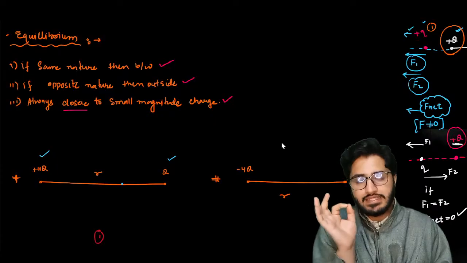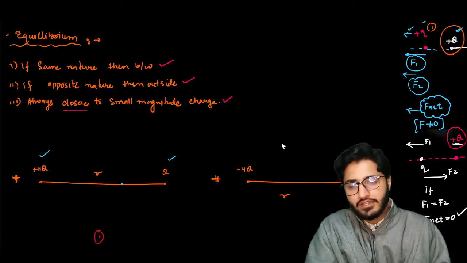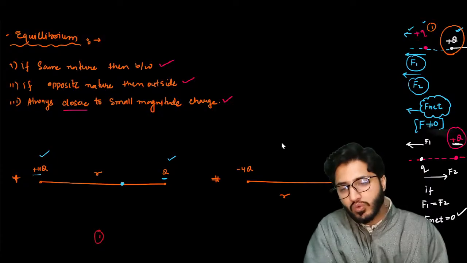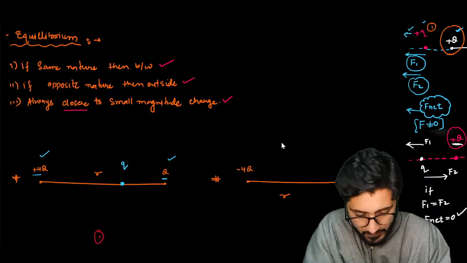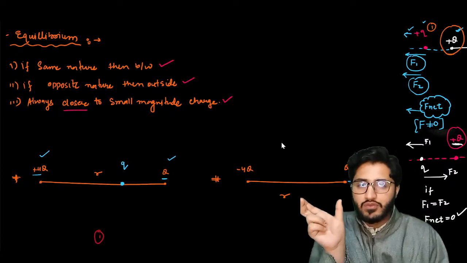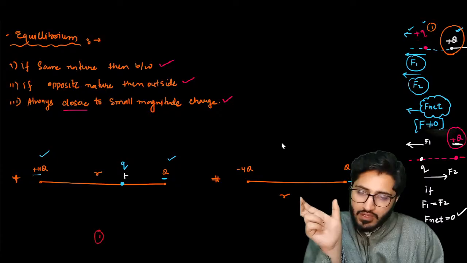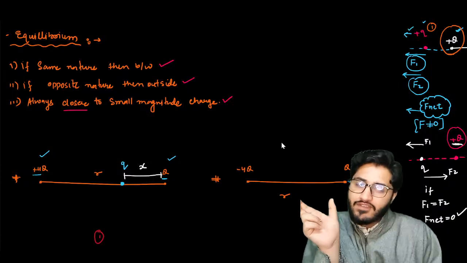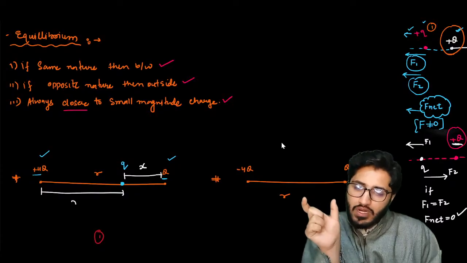Now my third point is it will always be closer to the smaller magnitude one. Look, this one is q only, this one is 4q. This is the smaller one, so it will be closer to the smaller one. So I can place the charge q here. Look now. If the whole distance is given as r, and this distance is, let's suppose, x. If this is x, how much is this one? I can write the whole r minus x.